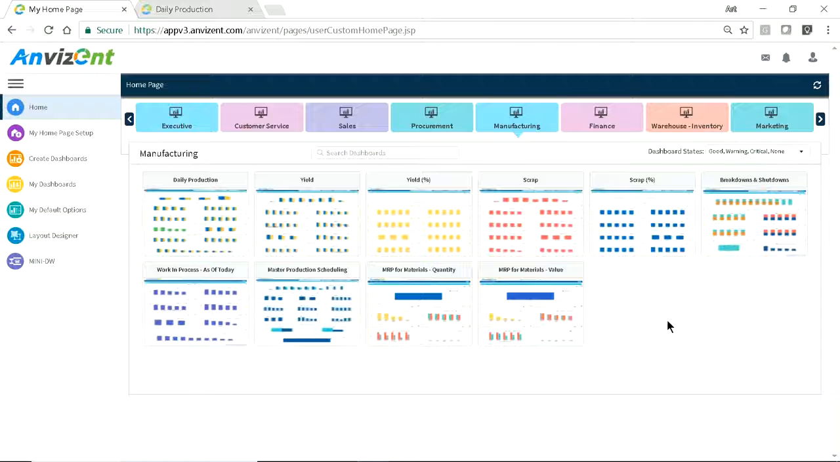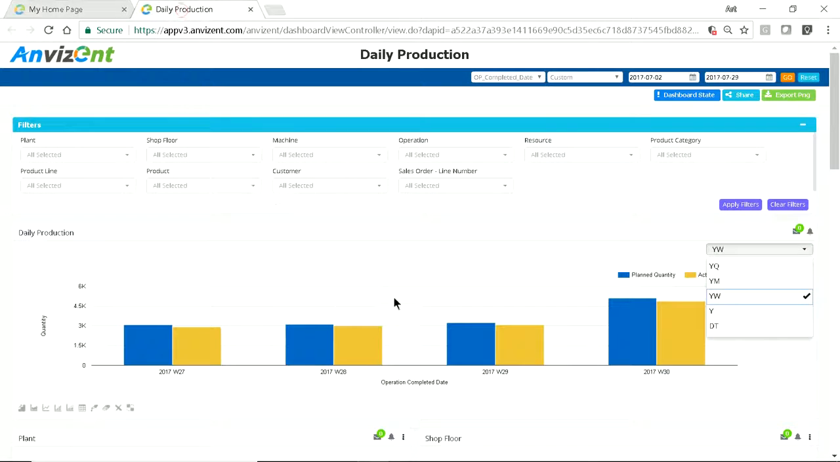Let's review daily production. The first chart displays the planned quantity versus the actual quantity. The time buckets can be set at days, weeks, months, quarters, or years. The filters let you see the production data by several dimensions, including machine, operation, resource, product category, product line, and product.